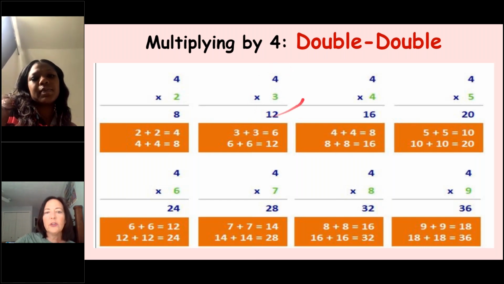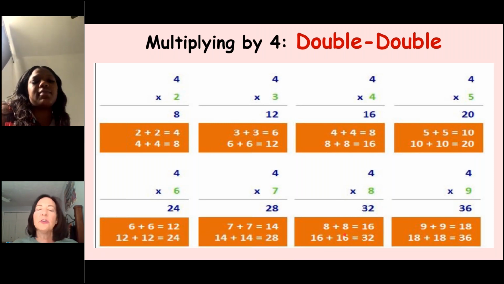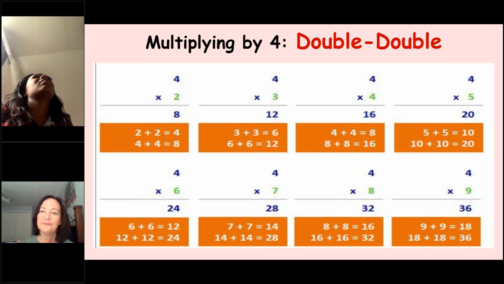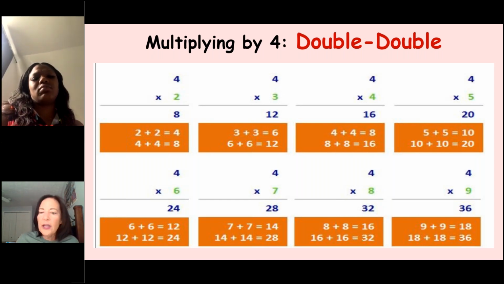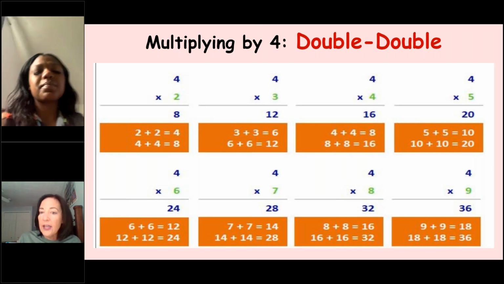So let's do this one, 4 times 3. 3 plus 3 is 6, so now double that. 6 plus 6 is 12. 4 times 8. 8 plus 8 is 16, so 16 plus 16 is 32. Some people are good with doubles. Let me throw you a problem. Let's do 4 times 12. Can you figure out what 4 times 12 would be? 48. Nice. So this strategy would be like 12 plus 12 is 24, and then 24 plus 24 is 48.